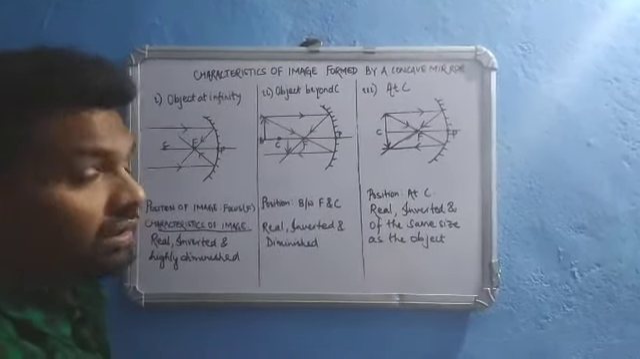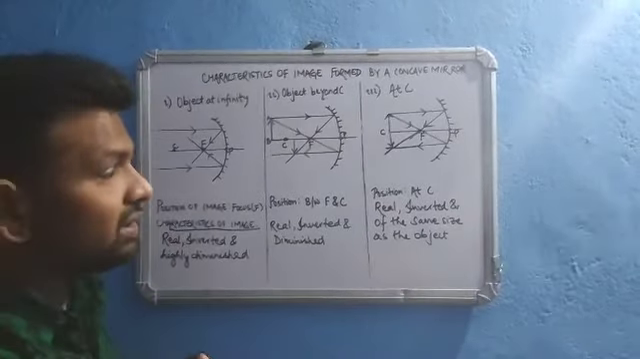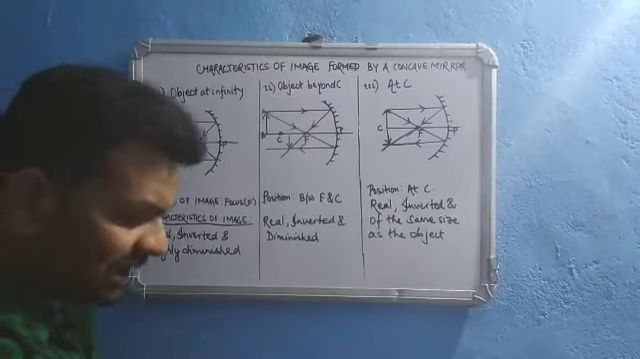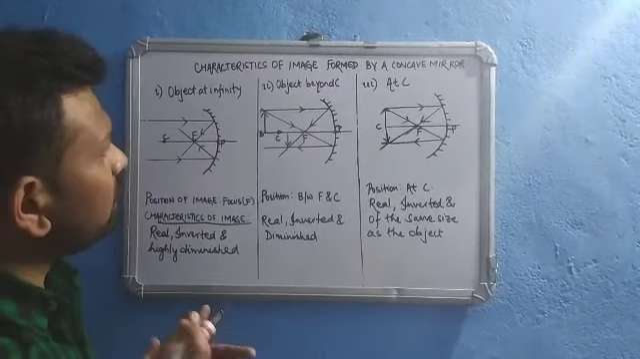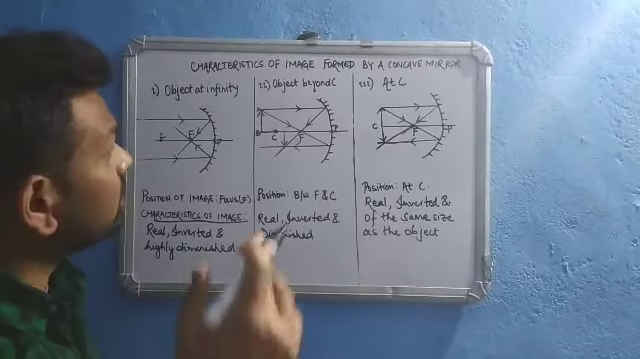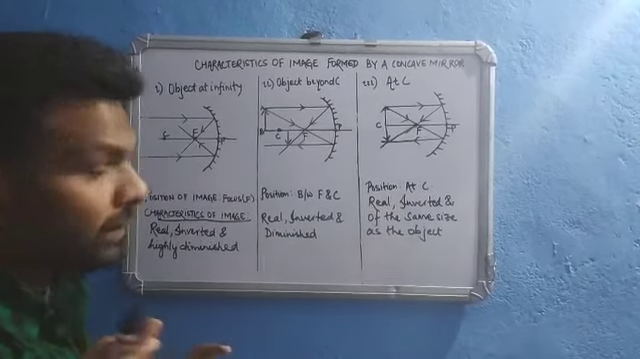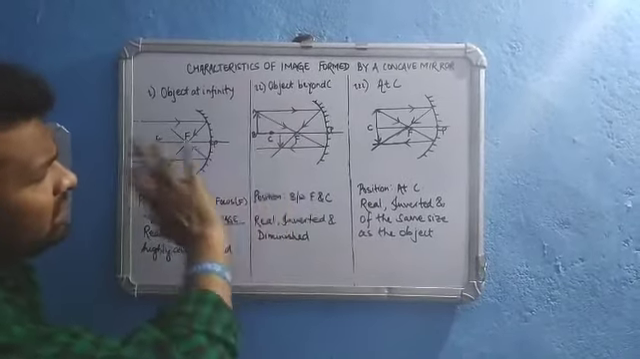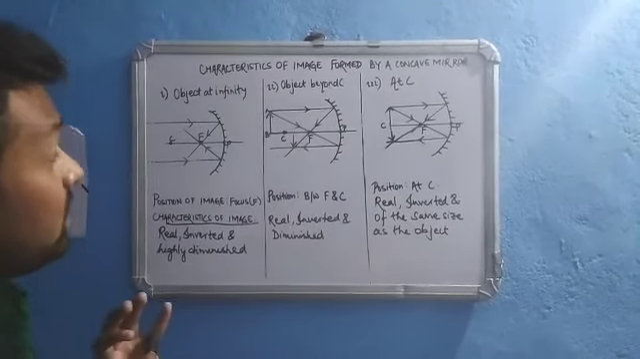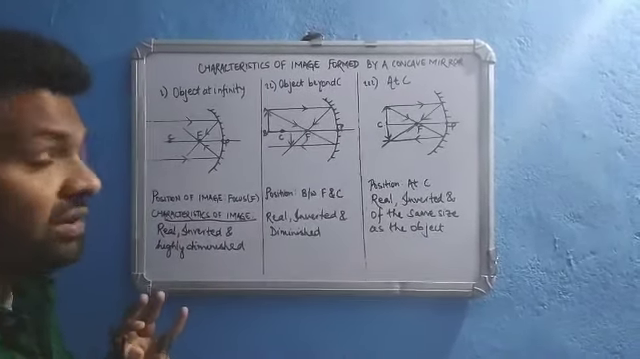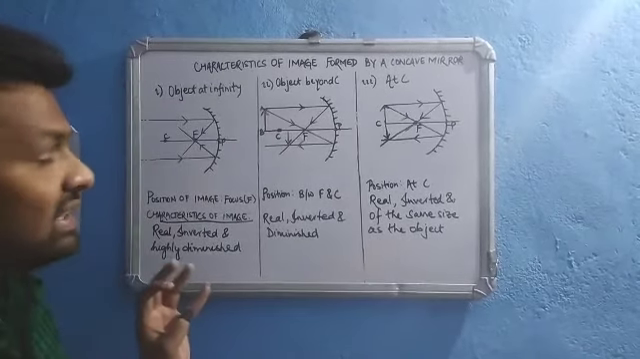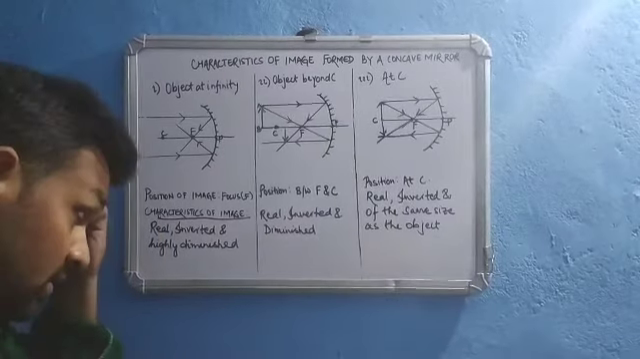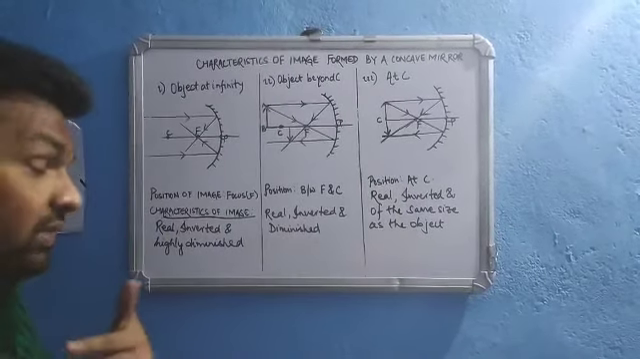Now today we are considering the position of objects at different places. The objects are placed at different locations, and we are concerned about the type of image that it will produce. So today's lecture will be based on that. I have taken three different cases of objects placed at different positions, and we have to understand the nature of the image that it will form.